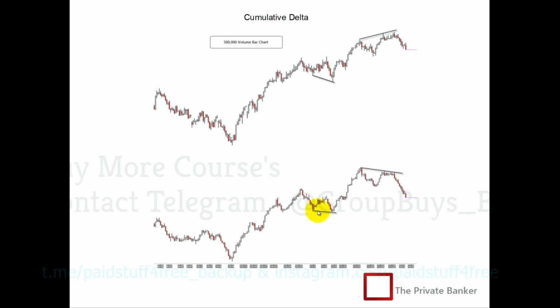Price makes a pretty good lower low, where delta did not quite make as much of a low there. So that's just a clear sense of more buyers stepping in here. Sellers sold down, and again they were cut off, and the market goes the other way.